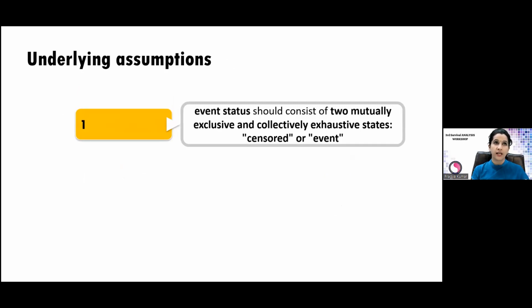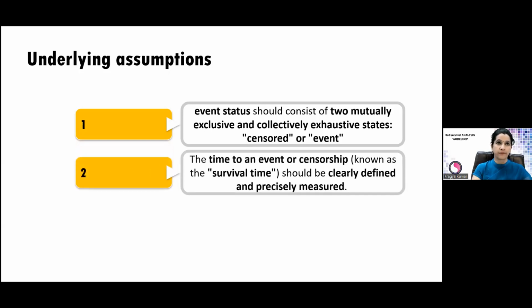The first underlying assumption is the event state. This should have two mutually exclusive and collectively exhaustive states. That means censored or event. So all the people or study subjects should have either 1 or 0. No one can have anything other than 1 or 0. The second is the time to event or censorship, which is known as the survival time. That should be clearly defined and precisely measured.